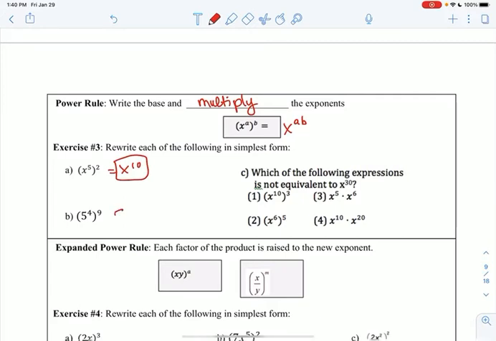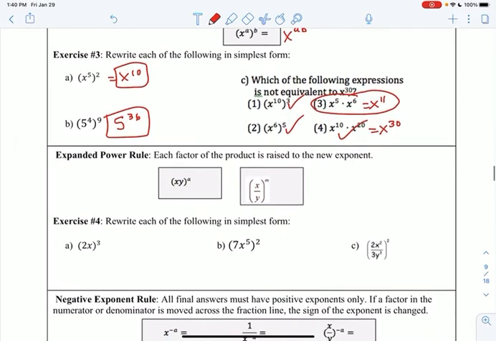On B, 5 is your base, so I'm multiplying 4 times 9. On C, a little multiple choice, which of the following expressions is not equivalent to x to the 30th? So 10 times 3 is 30, so that one's equivalent. 6 times 5 is 30, that one's equivalent. When I'm multiplying, I add the exponent, so this is actually x to the 11th, so there it is. That's the one that's not x to the 30th. 4 is okay, because again, when I'm multiplying, I add exponents, and that would be x to the 30th, so that one's okay also.